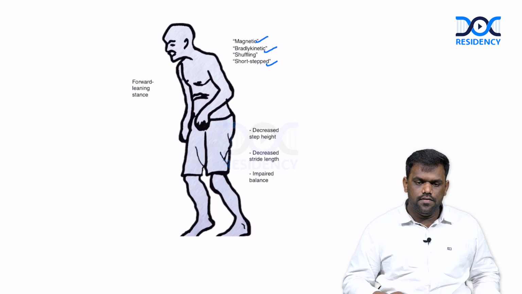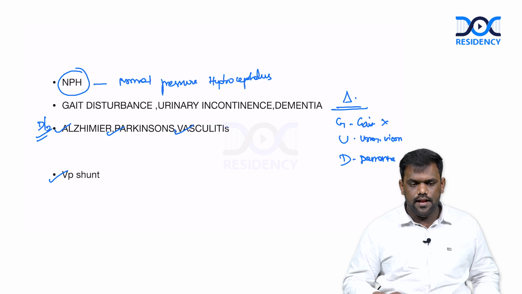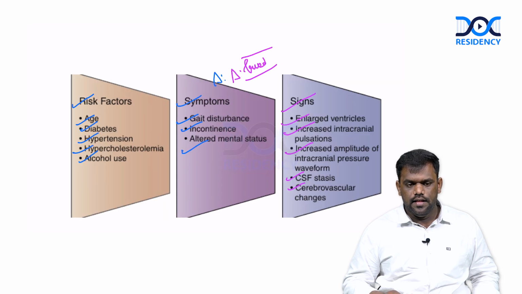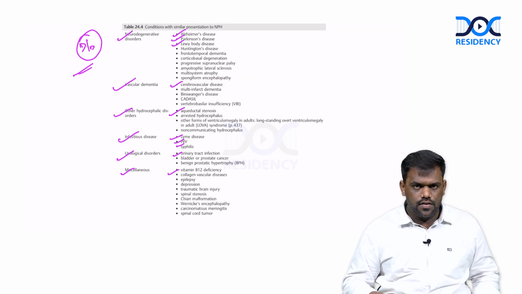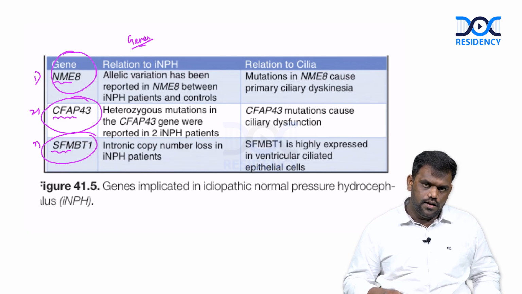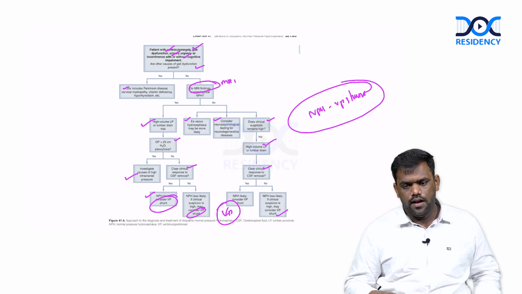So the patient will have a short shuffling gait, a magnetic gait. The triad is gait disturbance, urinary incontinence and dementia. MRI findings show DESH, disproportionately enlarged subarachnoid space hydrocephalus, and the callosal angle will be less than 90 degrees. We also covered the various risk factors and the differential diagnoses, especially Alzheimer's, Parkinson's, Lewy body disease, CNS vasculitis, and infective causes like HIV and syphilis, and genes involved in normal pressure hydrocephalus, and the various treatment algorithms for NPH.